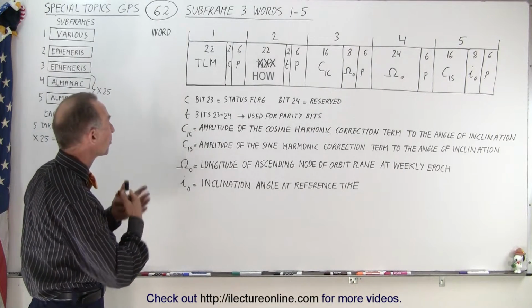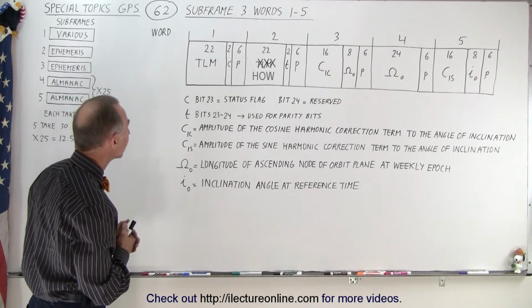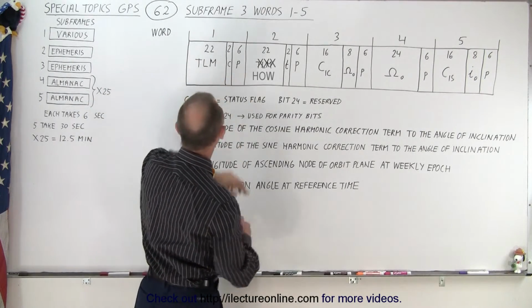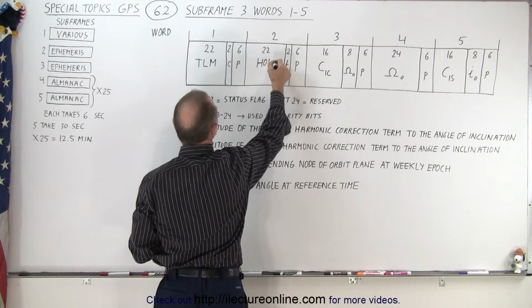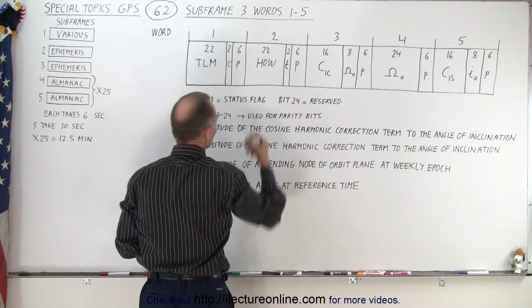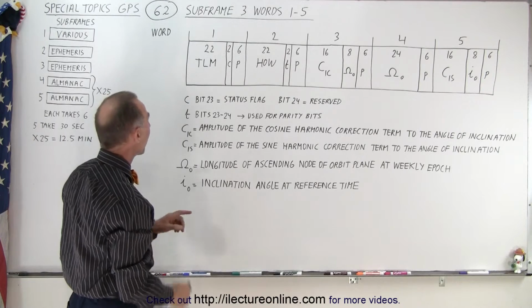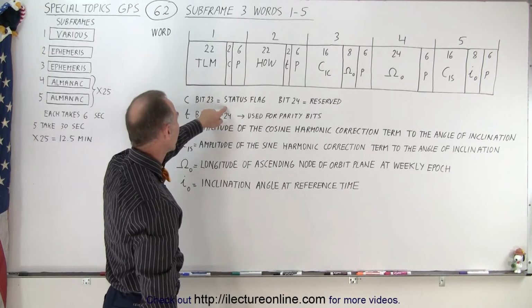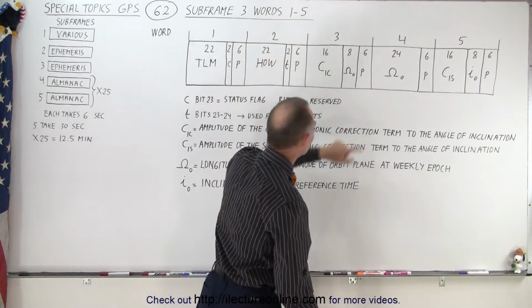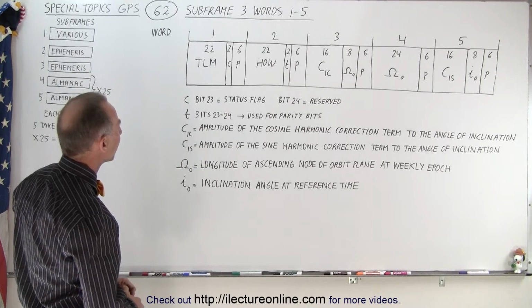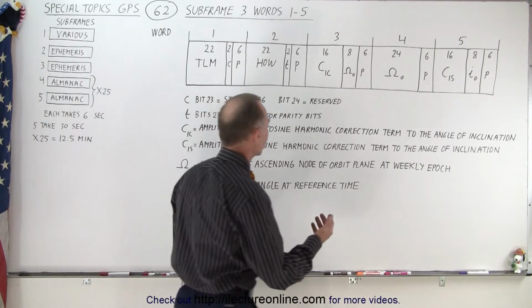So what is in Subframe 3, words 1 through 5, which is the first half of that subframe? Well, it contains, of course, the TLM and, this is not the TLM, this should be the Hanover word. So we have the telemetry data and the Hanover word in the first two words of every subframe, so that stays the same. But we also have a couple of bits here. Bit 23 is a status flag and bit 24 is reserved. Of course, we have the 6 bits in each word for the parity bits so that we can make sure that the data is correct. So then we have 3 more words that are usable for other data.